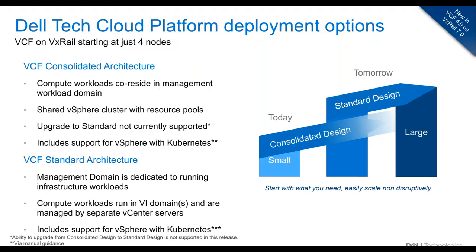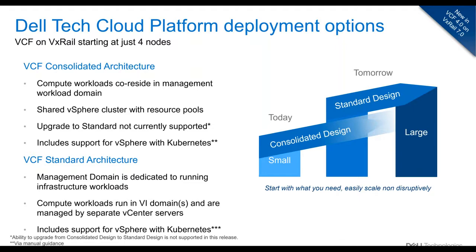There are a few things though that we want to highlight in terms of where I should use one or the other at a high level on this particular slide. It's to call out that today those applications are separated out using resource pools. You're not going to get physical resource isolation between your applications and the management components. So resource pools are what are used here for logical isolation. Also, as of today, Cloud Foundation on VxRail does not support the ability to start with a consolidated architecture deployment and then transition that into a standard architecture.